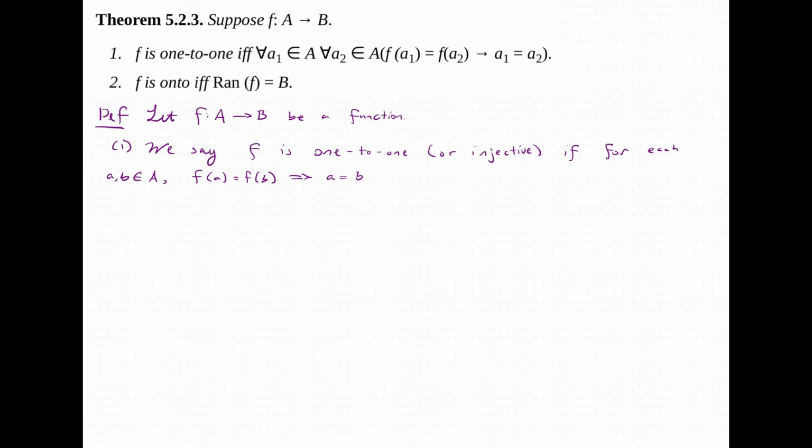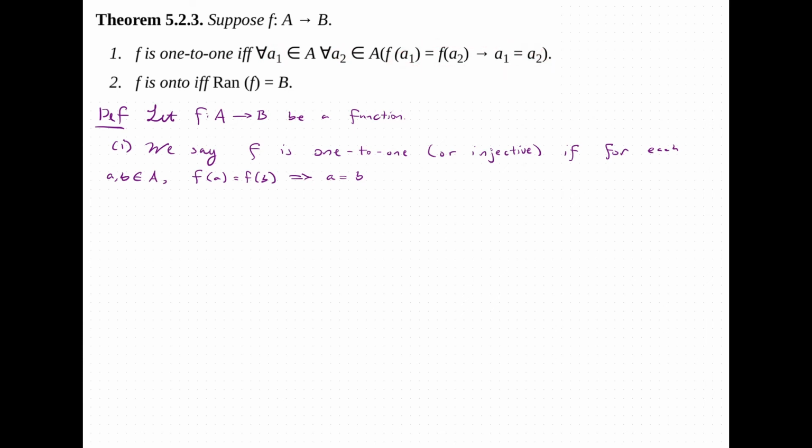Another way we can rewrite this, and this is just rewriting it from the statement over here, is that we say f is one-to-one. Another word for this is injective. If for each a and b in the set A, f of a equals f of b implies that a is equal to b. And so we see that that's exactly what is written in this portion here, where now we have the for each written out in English. A and b now take the place of a1 and a2, and we're saying f of a equals f of b implies a is equal to b.